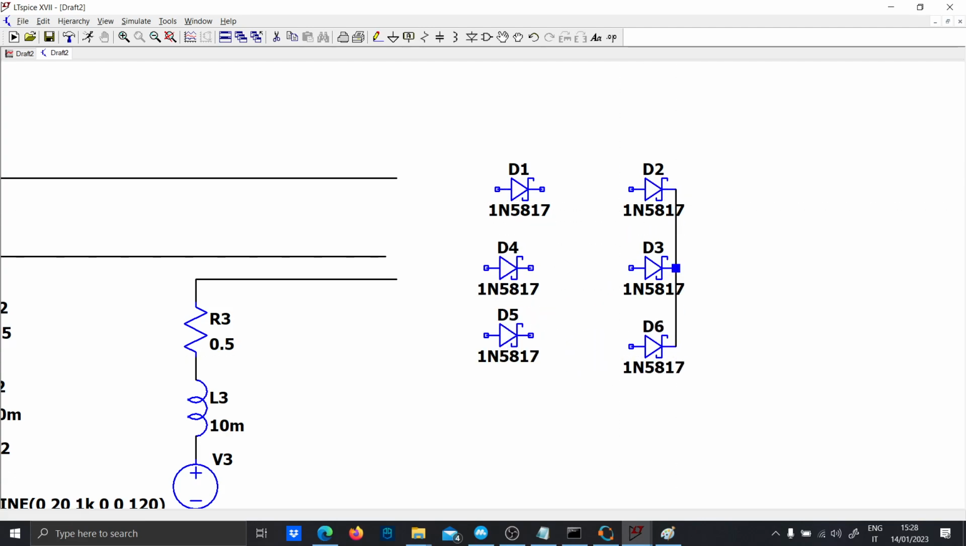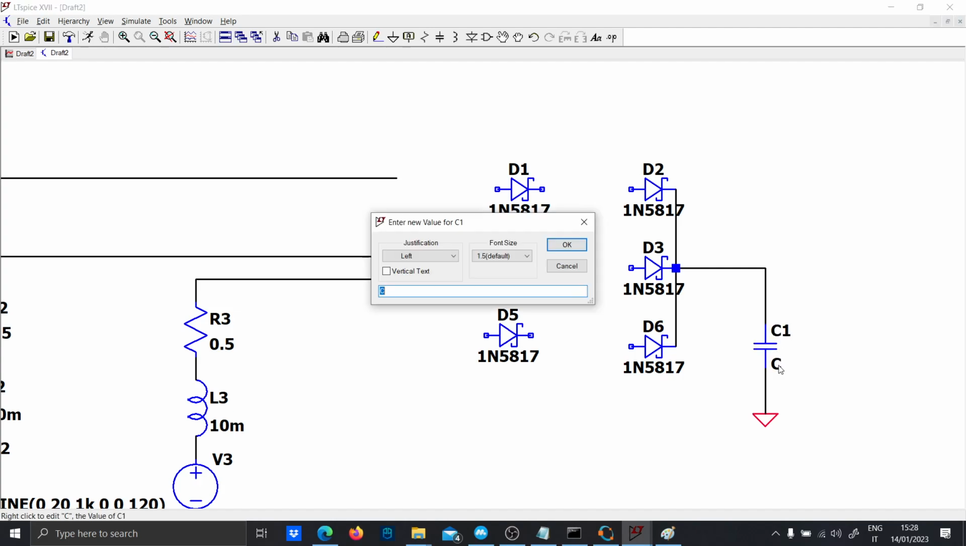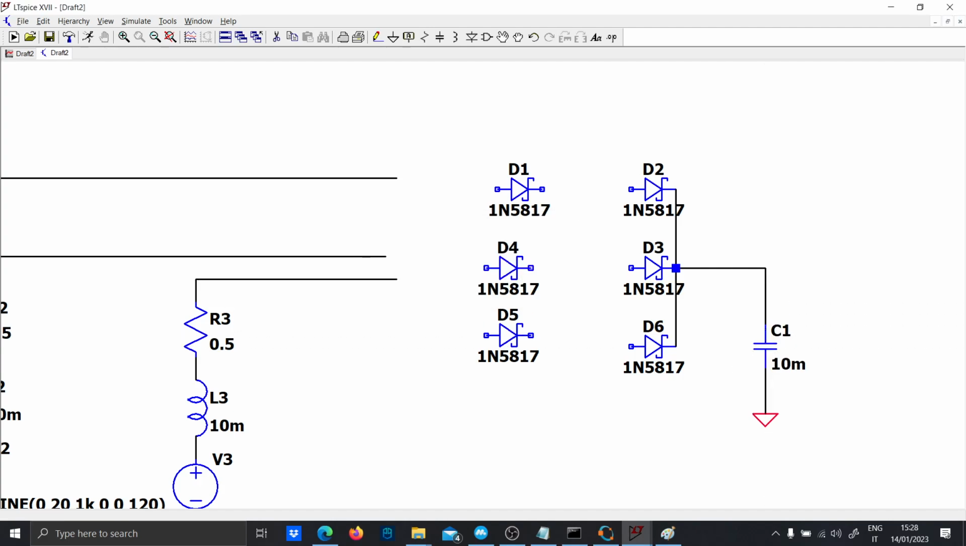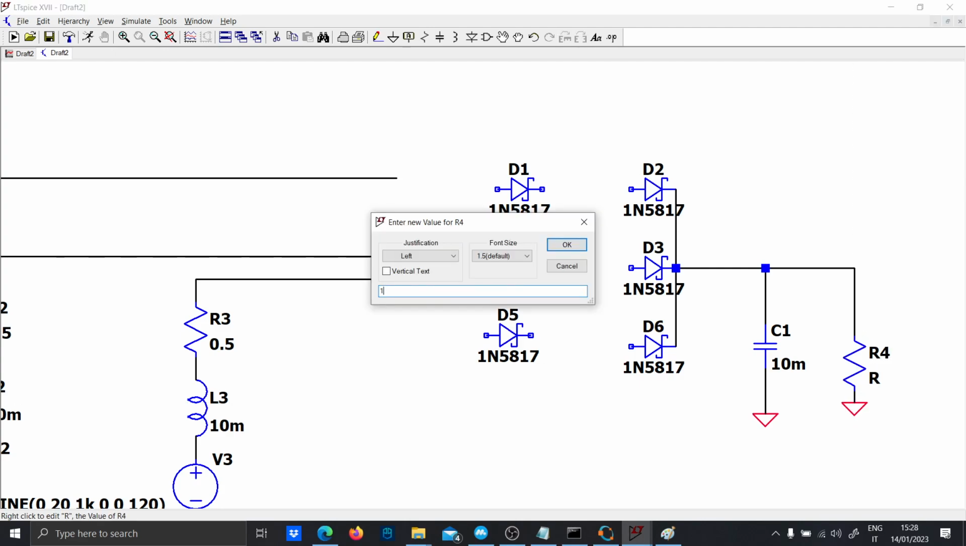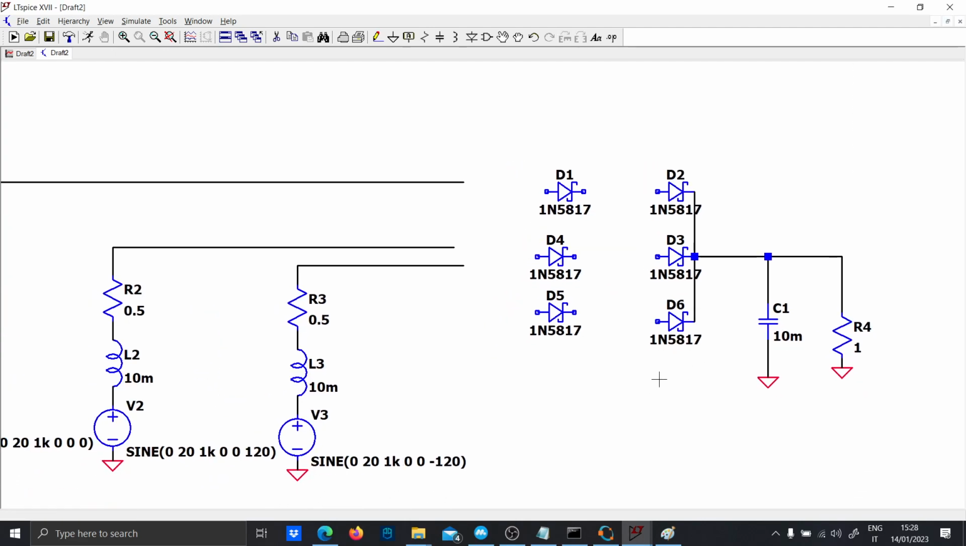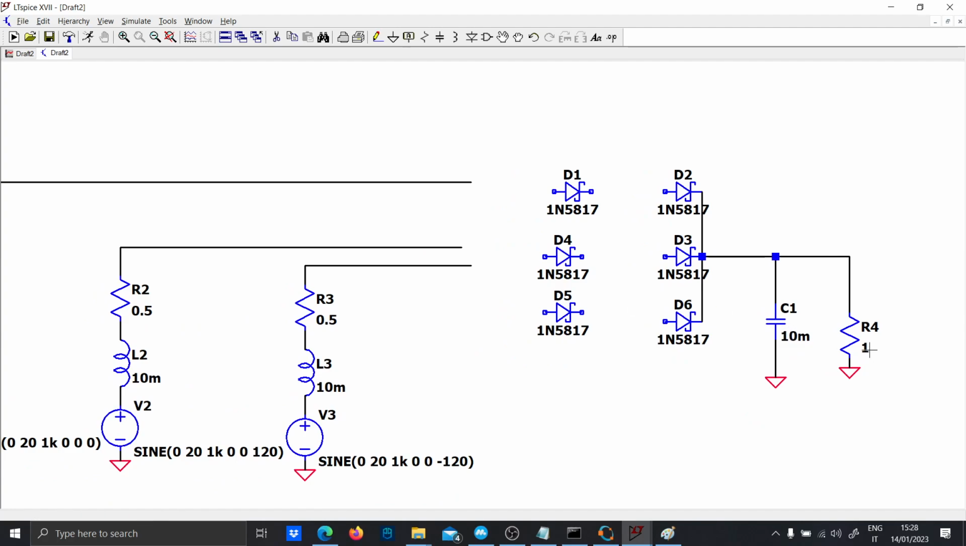The output of these Schottky diodes is grounded again with a very big capacitor, and let's drain 1 ohm or something like that as a load. Let's just put 10, and the anode of these diodes is grounded.